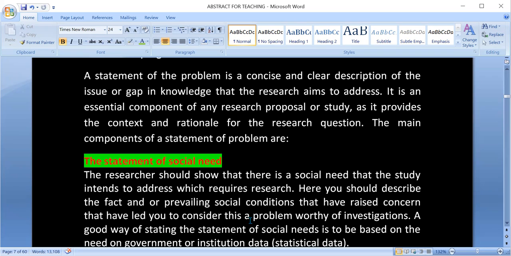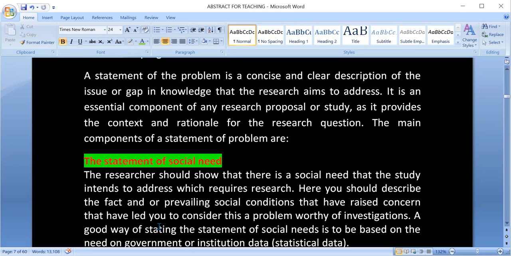At the end of it, the women started having a shorter birth interval, and they begin to have children who are suffering from marasmus or kwashiorkor due to short birth interval and lack of resources to care for them. That having of children who are marasmic or who have kwashiorkor is a social problem because those children can die. So the researcher should show that there is a social need that the study intends to address, which requires research.